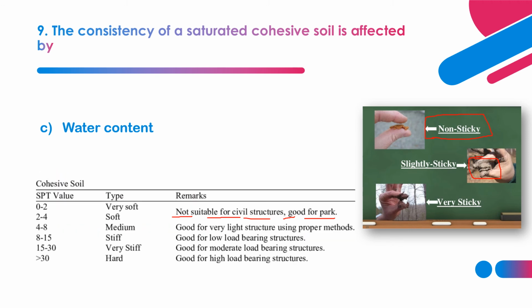It's based on the SPT values. SPT means standard penetration test values. 0 to 2 means this type of soil will be very soft, and 2 to 4 means very soft to soft. We cannot use those soil strata for structures, and it can be used only for park or recreational purposes. And we can see the other numbers, 4 to 8 medium, greater than 30 means very hard soil, and it is good for high load bearing structures.